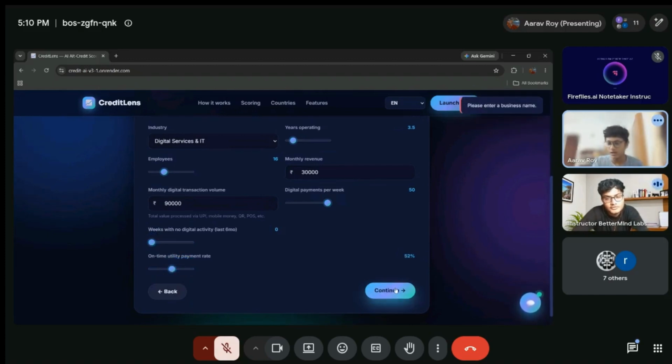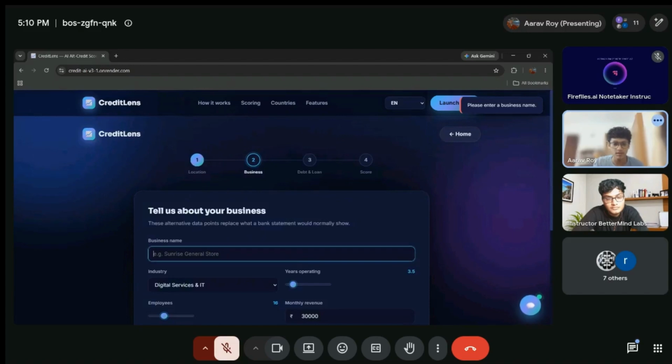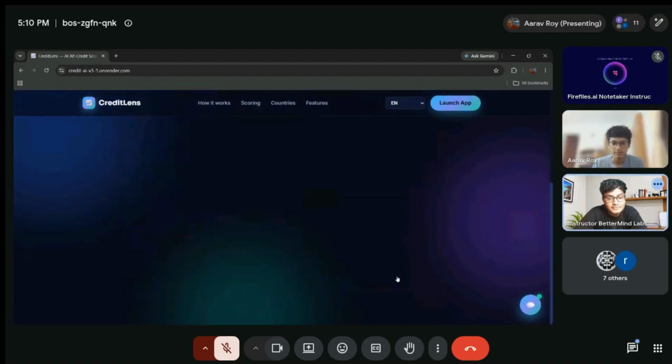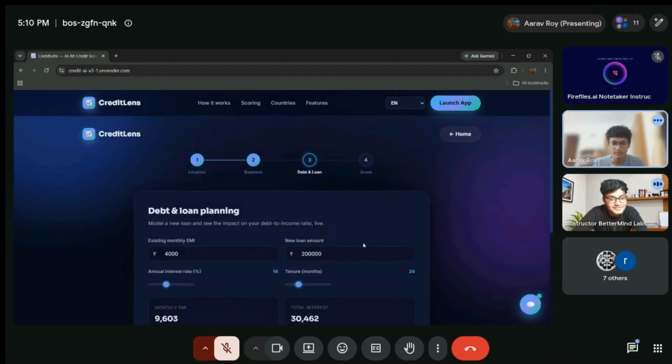So let's continue. It's asking us to enter a business name because each part is required. So, Aarav. Beautiful name for a store. Yeah, my name, Aarav.